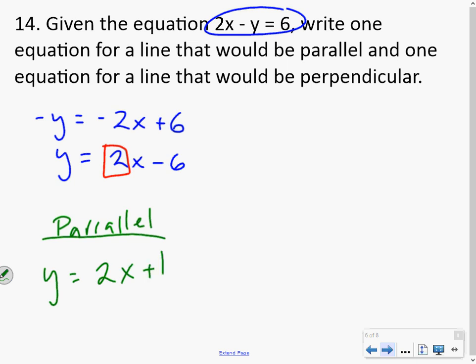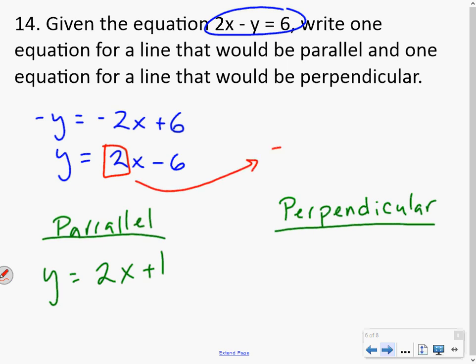All right? Now, for perpendicular, we need opposite reciprocal slopes. Okay, well, the opposite of a positive is a negative, and the reciprocal of 2 is 1/2. So we need to use that slope of -1/2 for our perpendicular equation. Again, the y-intercept does not matter, so I'm going to do -1/2 x plus 4. And there we go. We have a parallel and a perpendicular line to that original equation.